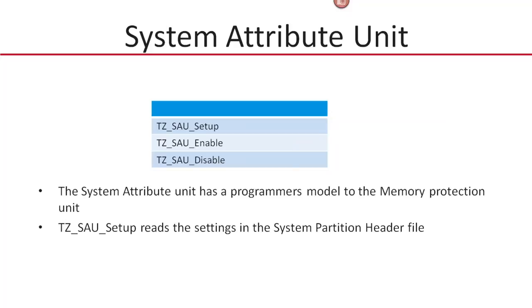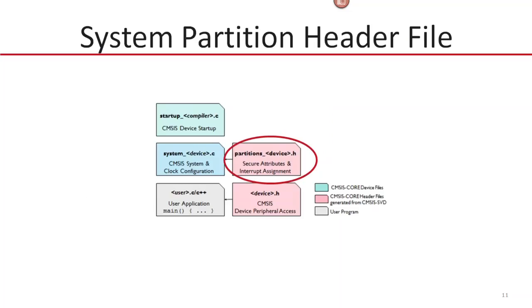In terms of the system attribute unit, there are only really three functions: a setup, enable and disable, and the programming model for the system attribute unit is very similar to the memory protection unit. So you have a few registers where we're programming up regions and saying whether these regions are secure or non-secure mode. When we run the setup code, this accesses some arrays that are configured in a header file called the system partition header file. This is an extension to the existing CMSIS functions.